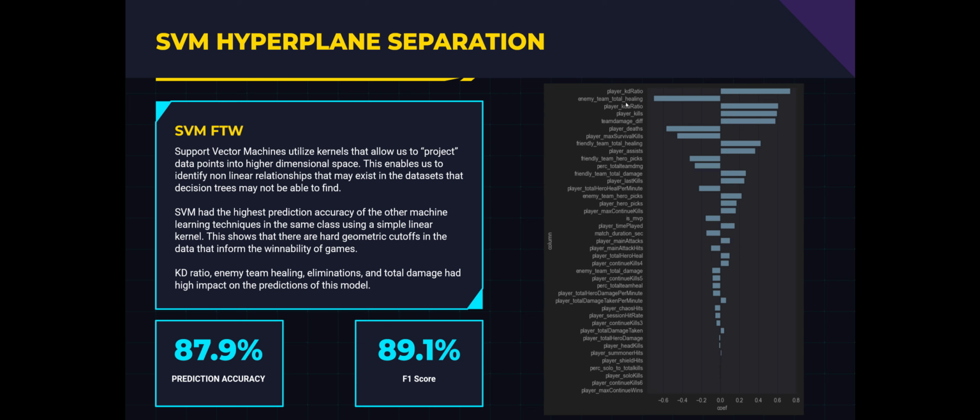The amount of healing that the enemy team was able to support their own team with was negatively correlated with success. KDA ratio, the number of kills you get, the amount of damage that you do that is greater than the other team's damage, all very important to predicting success. So I didn't really expect much from SVMs, but it did the best at predicting wins of any of the machine learning models that we used.